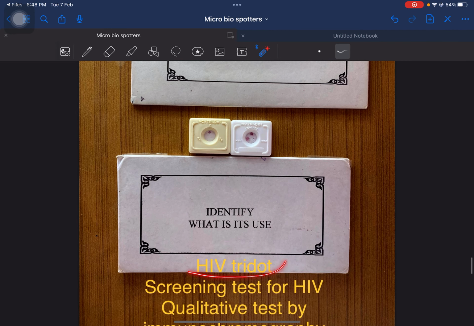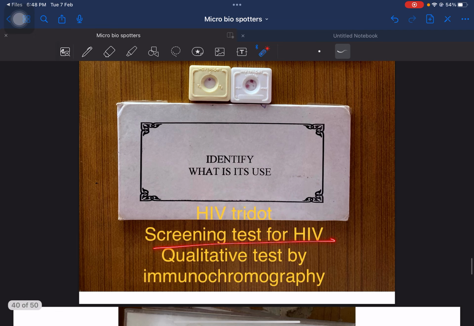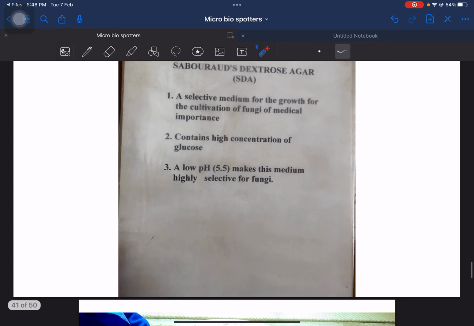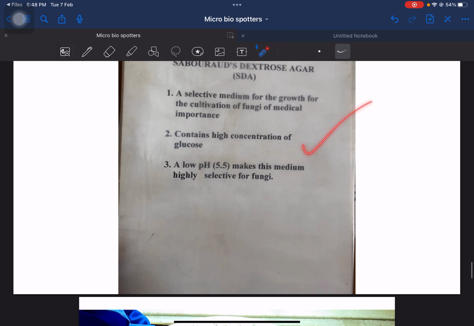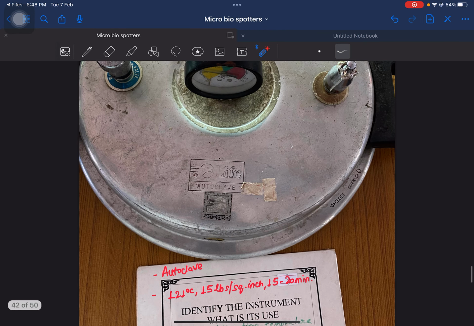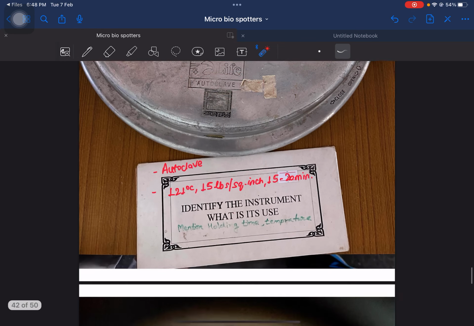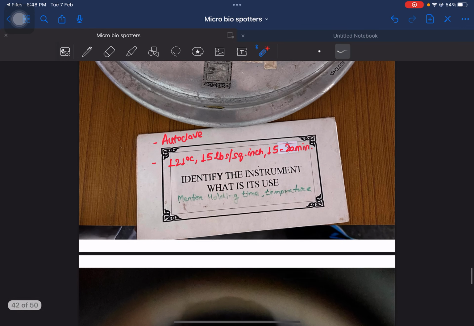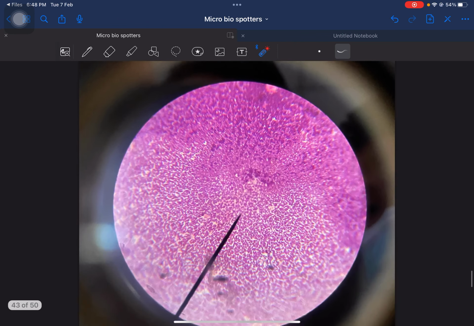This is HIB tridot, which is used for the screening test for HIB. You can find the SDA agar picture on Google. This is the autoclave. You can see it here as well. Know the use, and the temperature, the pressure, and the holding time.